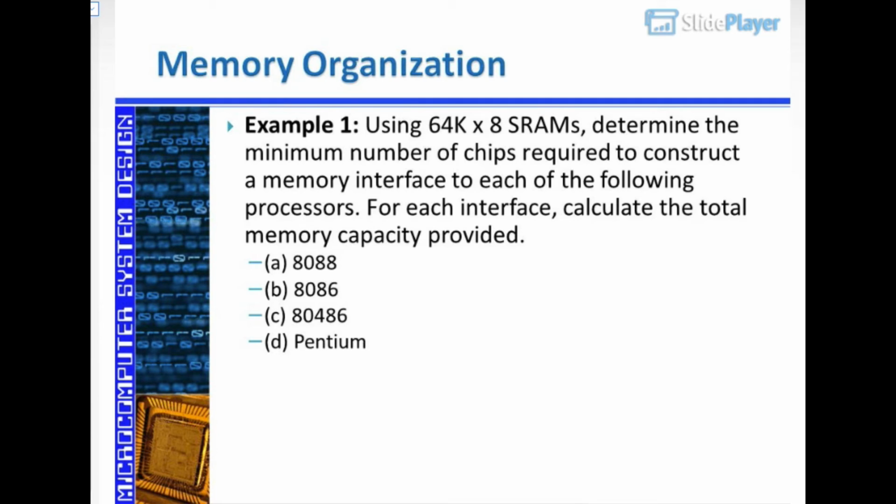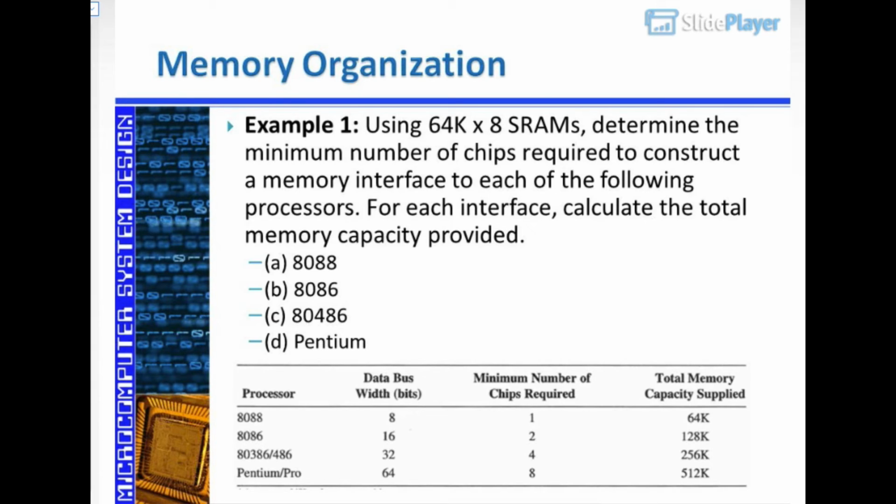Memory organization. Example 1: using 64K x 8 SRAMs, determine the minimum number of chips required to construct a memory interface to each of the following processors. For each interface, calculate the total memory capacity provided. A. 8088. B. 8086. C. 80486. D. Pentium.